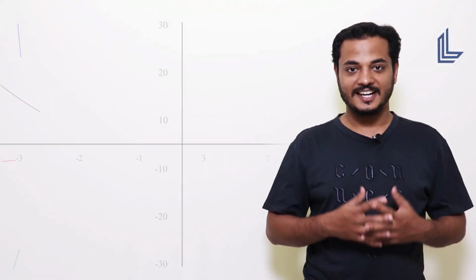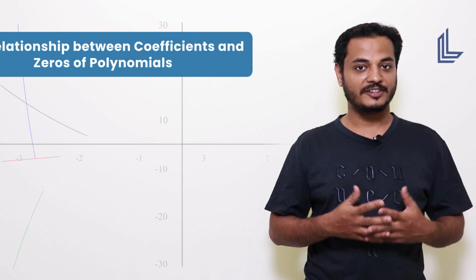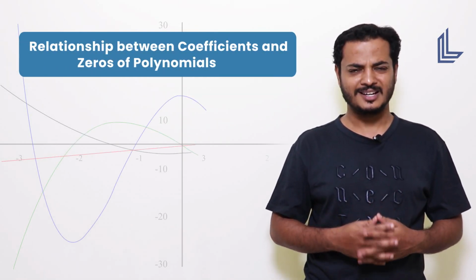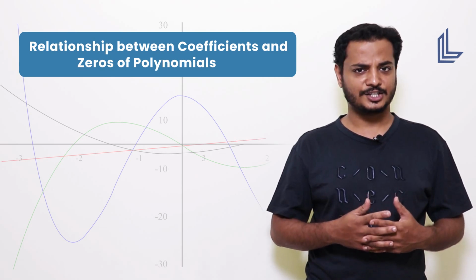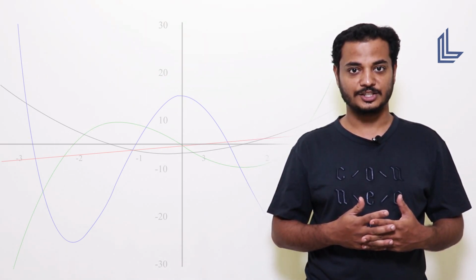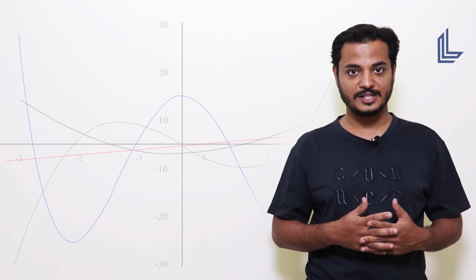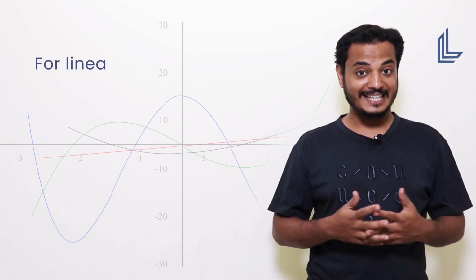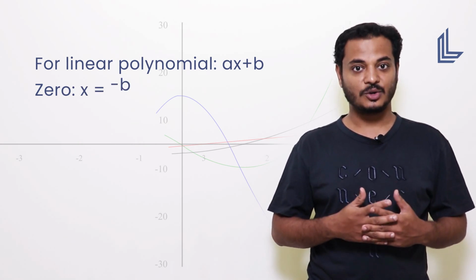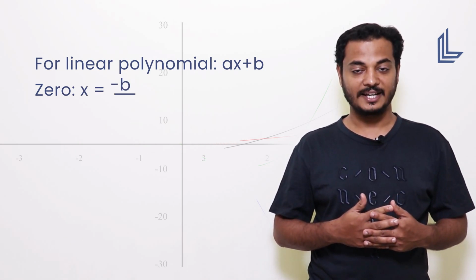Hello friends, in this section we will talk about the relationship between coefficients and zeros of a polynomial. Remember, in one of the previous sections we discussed finding zeros of a linear polynomial just by making use of the coefficients. For any linear polynomial of the form ax plus b, zero is given by minus b by a.